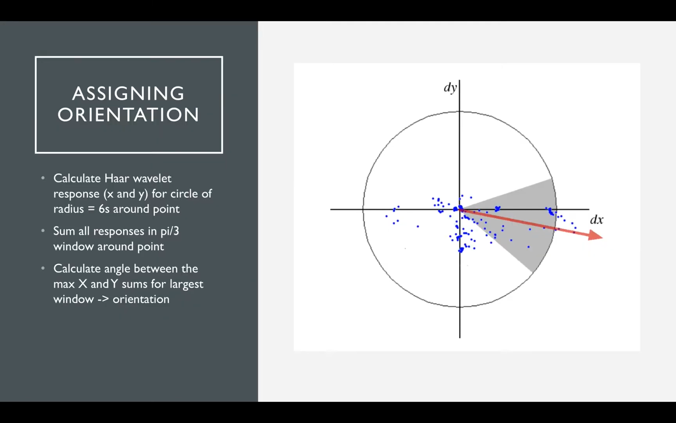But it does give us a good response for what we're going to be doing. So in order to assign our orientation, we're going to calculate the Haar wavelet responses for all the points in a circle of radius 6s around our interest point. Once we've done that, we're going to iterate through pi/3 sized windows around the point and sum all of the responses in the x and y directions. Once we find the window with the largest maximum value, we will take the sum of the x's and y's and calculate the angle between them and return that as our orientation.